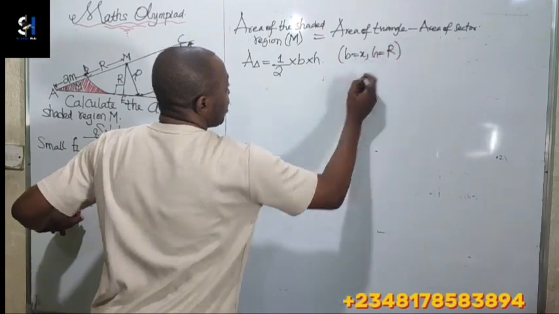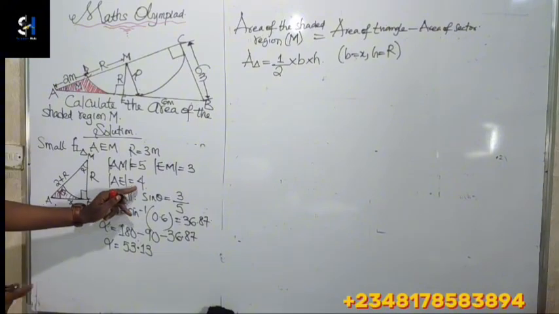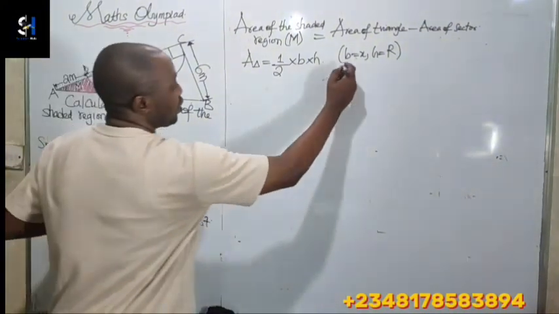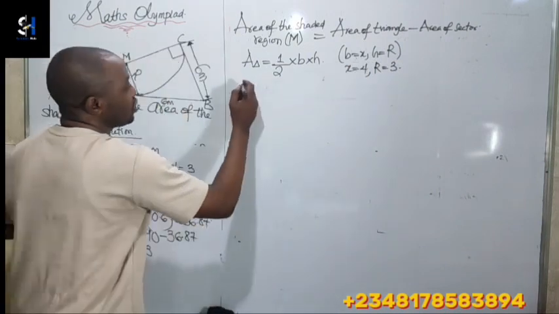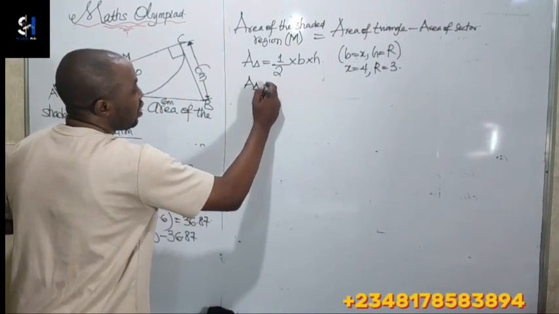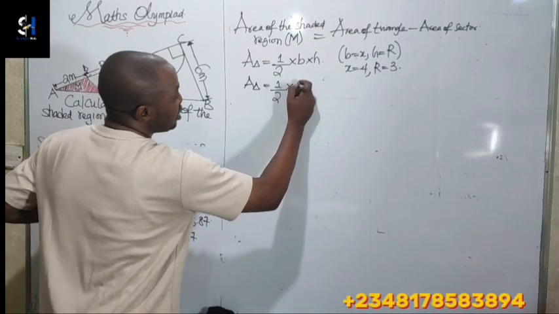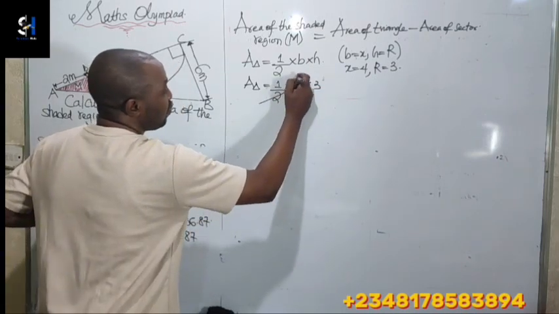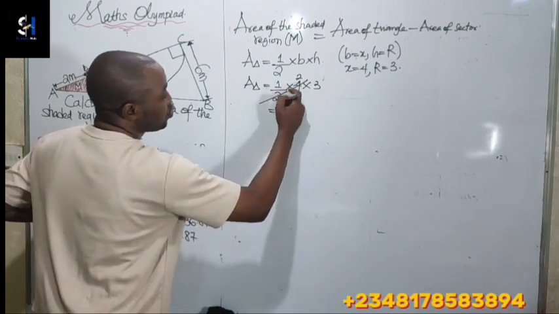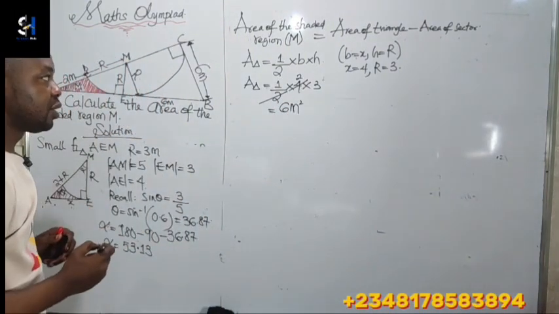The height of the triangle is the radius. X is 4, and the radius is 3. So the area of the triangle equals 1/2 times the base, which is 4, multiplied by the height, which is 3. Two out of 4 is 2, so 2 times 3 is 6 square meters, which is the area of the triangle.